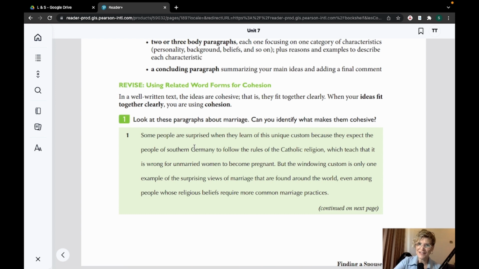Okay, and then you write your essay following your outline, and after you've done that, you take some time to revise it, to edit it, make sure that you're good on spelling, grammar, punctuation, all that, and no repetition of words. Look at these paragraphs about marriage. Can you identify what makes them cohesive? What makes these paragraphs cohesive?